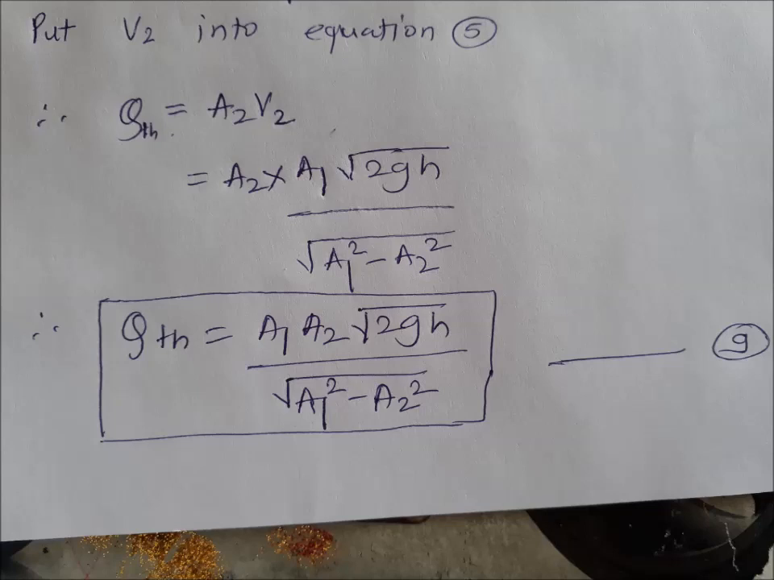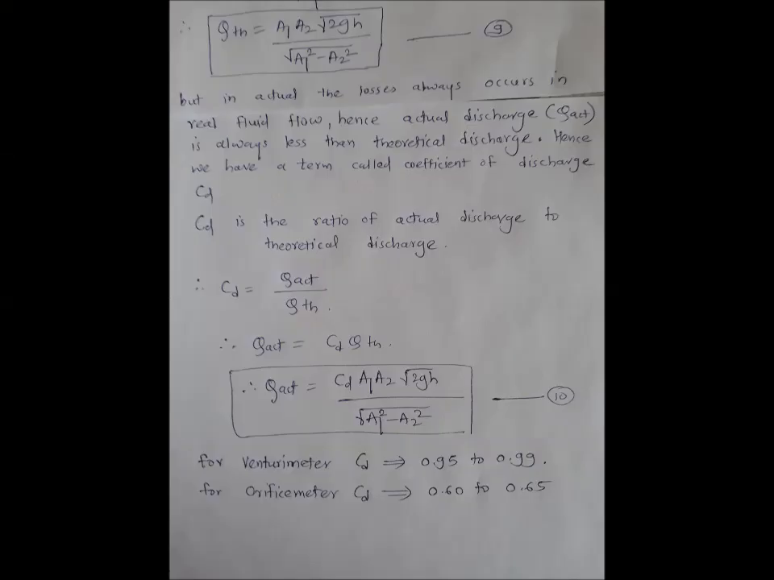Now putting V2 in equation number 5, we will get Q theoretical is equal to A2 V2, that is equal to A2 into A1 root of 2gH divided by root of A1 square minus A2 square. So the theoretical discharge through the pipe can be obtained as Q theoretical is equal to A1 A2 root of 2gH divided by root of A1 square minus A2 square.